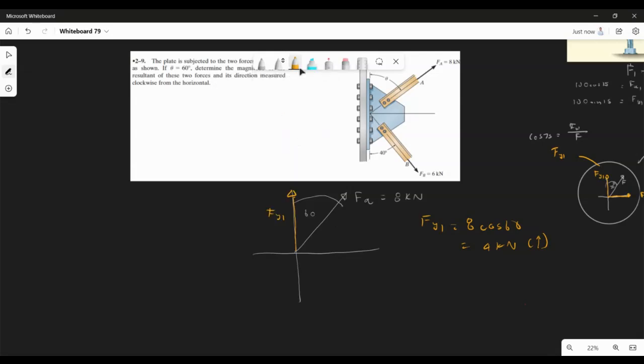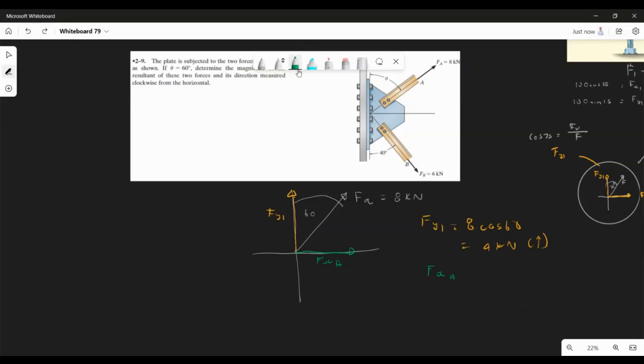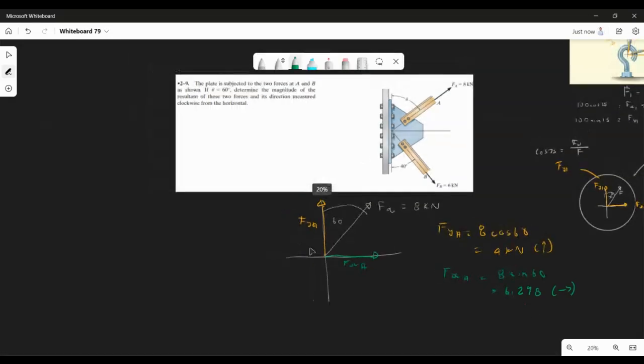So we change colors, let's go green. This will be FX, or rather, let me call this FXA. So we're not dealing with 1 and 2. Now tomorrow we can touch on resultants. In this case, it's 8 sine 60. Put that in my calculator, and we should get 6,928, going that way. Perfect.